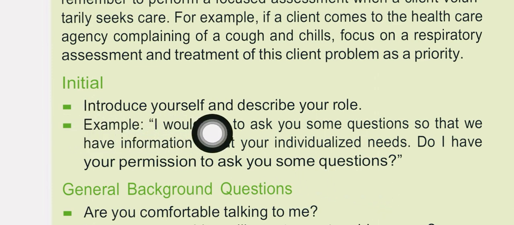First, introduce yourself and describe your role. It is very important. We all know that we have to introduce ourselves in a nursing setting. Example: I would like to ask you some questions so that we have information about your individualized needs. Do I have your permission to ask you some questions? So initially, we introduce ourselves and describe our role. Then they have given the example: I would like to ask you some questions so that we have information about your individualized needs. Do I have your permission to ask you some questions?